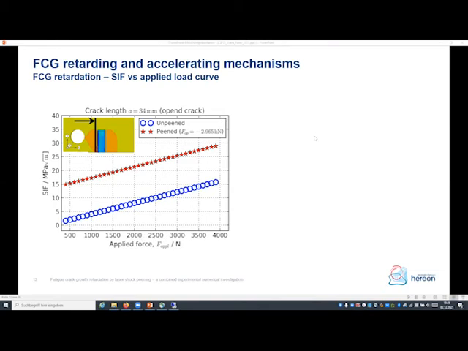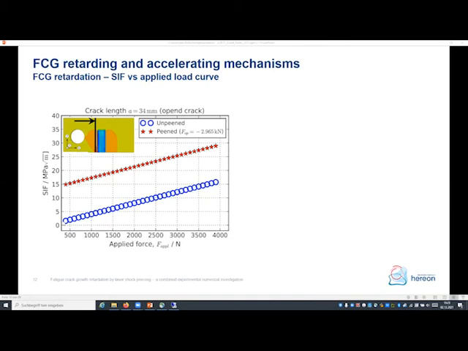And this leads to a decreased fatigue crack growth rate. This can be depicted by these stress intensity factor versus applied load graphs. At first, I have the unpeened specimen, the blue circles, where this is a straight line when I'm in front of the peening patch where tensile residual stresses are present. And in an unpeened case, I don't have any residual stresses here.